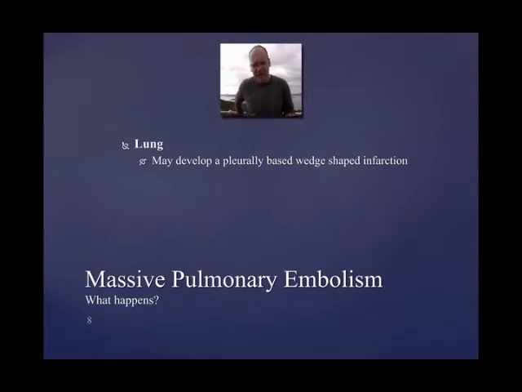Finally, you can look at the lung, and occasionally you can see a pleurally based wedge-shaped infarction. That can be useful. It often doesn't develop immediately, and it's more like the thing you put in fancy lectures like this, rather than what we actually look at by the bedside in a critically ill patient.